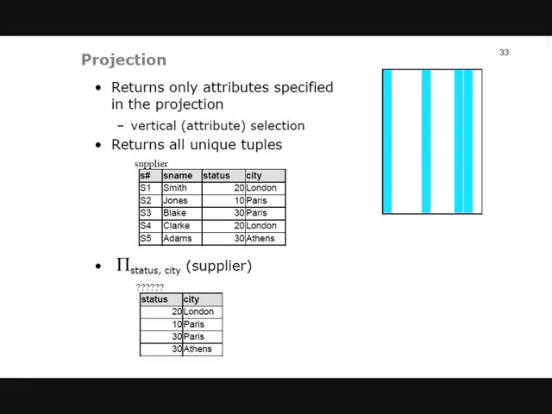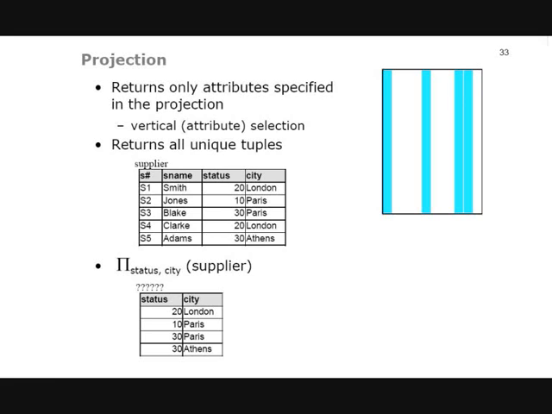So then we have projection. Projection is actually a vertical selection. So what we do with projection is we select particular attributes. There is no horizontal selection here. What we're saying is we want to return particular attributes. So we're looking at vertical selection, and what I have here is, for the original relation, its number, its name, status, and city. So projection, which is this symbol here, I want to project two particular attributes, status and city.